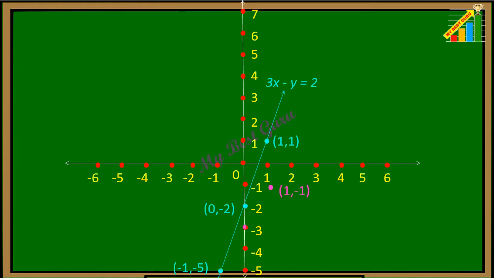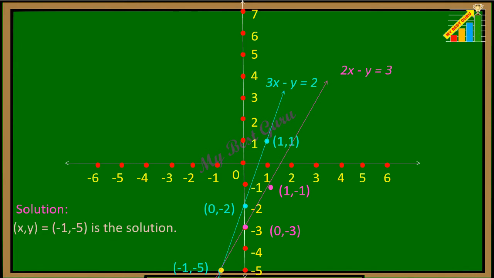Now plot the points for the second one. So the second is 1, minus 1. Check where 1 and minus 1 is. So you got the point here. Now 0, minus 3 is here. And at last it is again minus 1, minus 5, and you got the point. Just draw the line from those points and you will get the located point as minus 1, minus 5. So the solution for this simultaneous equation is x, y equals minus 1, minus 5.